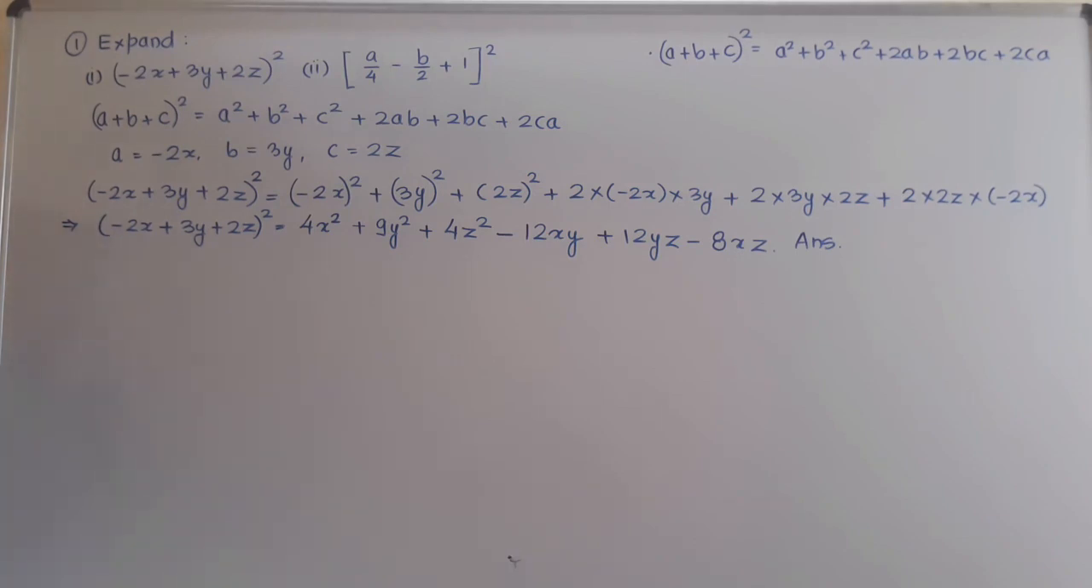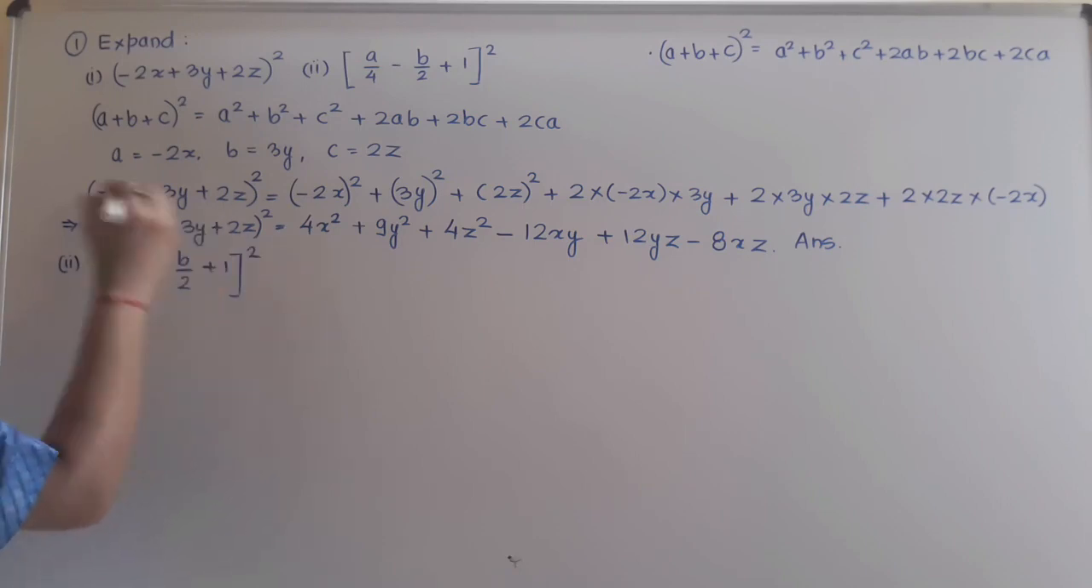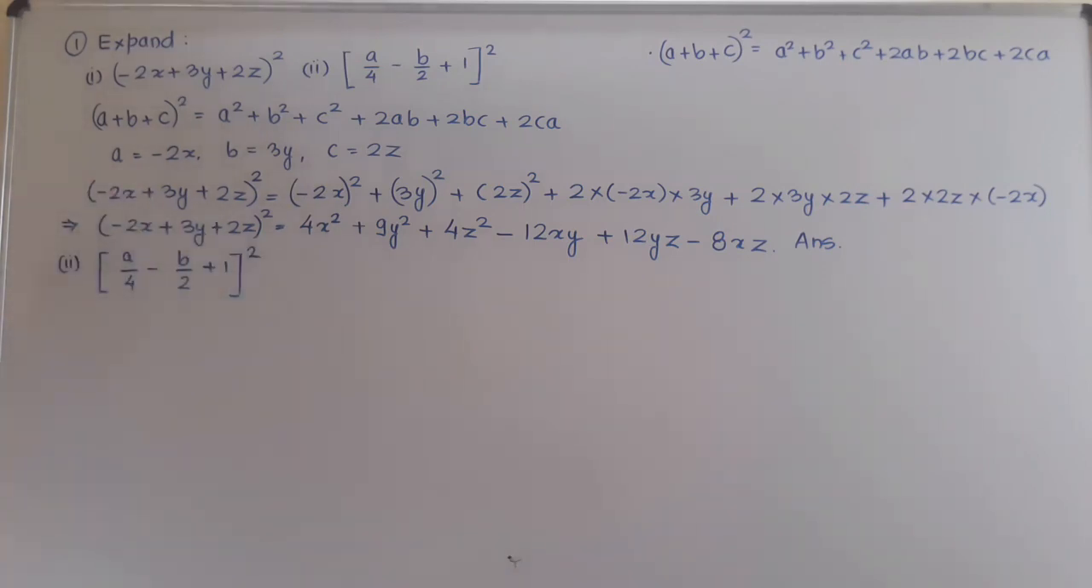Now let us see the second part over here. In the second part, you see we have given a upon 4 minus b upon 2 plus 1 whole power 2. So in the second part also we can apply the same formula, because observe, under the power 2, 3 different terms are coming. So it will definitely be in the form of a plus b plus c whole power 2. So let us write down the formula first.